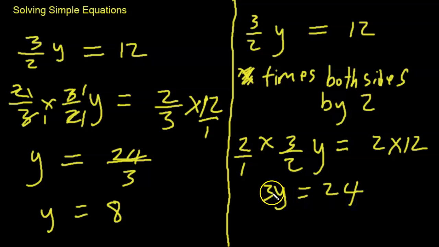So of course, you want to get rid of this 3, so you divide both sides by 3. Anything over itself is 1. So you end up with 1y. And 24 divided by 3 gives you 8.